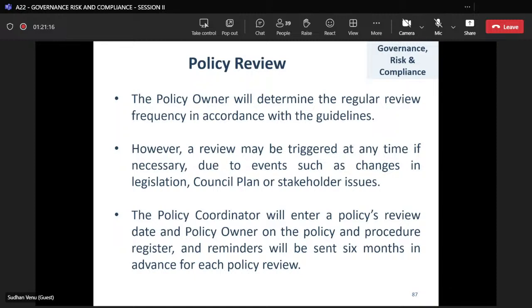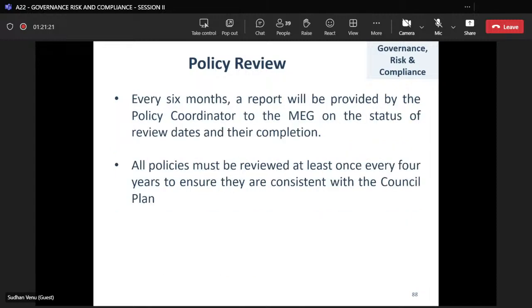procedure register, and the reminder will be sent 6 months in advance for each policy review. Every 6 months, a report will be provided by the policy coordinator to the MEG on the status of the review dates and the completion. All policies must be reviewed at least once every 4 years to ensure they are consistent with the council plan.